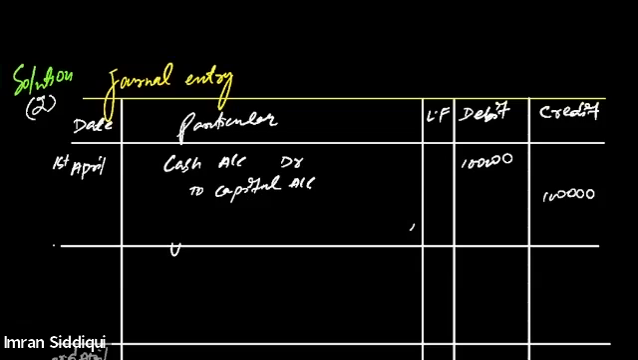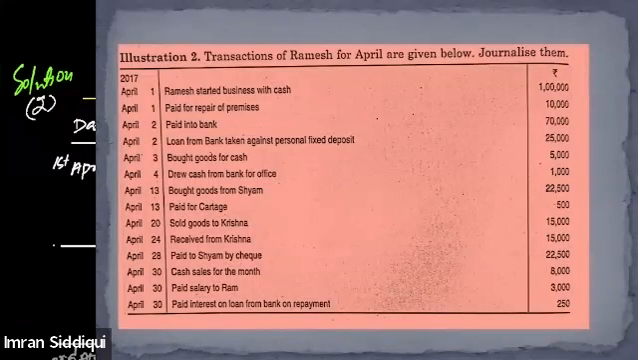All right, coming back to the question. Second item says paid for repairs of premises. Tell me, Vanisha, you want to try this? Just tell me the journal entry for the second transaction. Paid for repairs of premises. Quickly. Vanisha. Zainab, you want to try? Journal entry for this, paid for repairs.